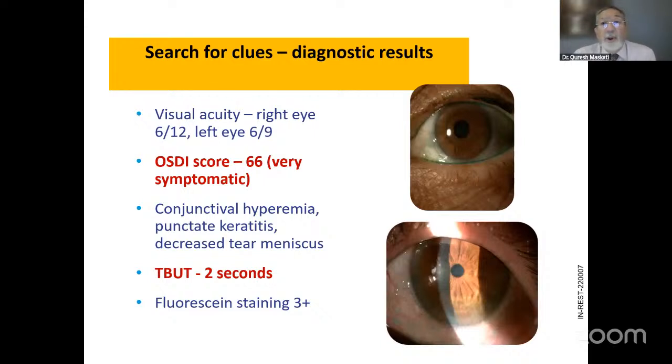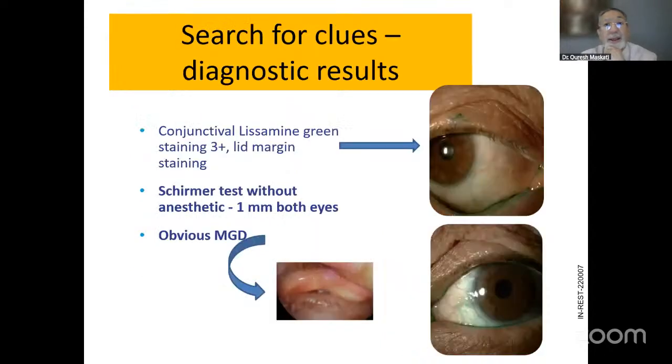So visual acuity was not bad, 6/12 in the right, 6/9 in the left. OSDI is the ocular surface disease index. We put a questionnaire, ask the patient how bad the dryness is. The higher the score, the worse it is. OSDI should be just about 9 to 12. 66 is a very high score. So the patient was feeling very dry. The breakup time was only 2 seconds, again showing that it is quite a severe dry eye. Lissamine green staining was there. Schirmer's was very poor, and there was obvious meibomian gland disease.